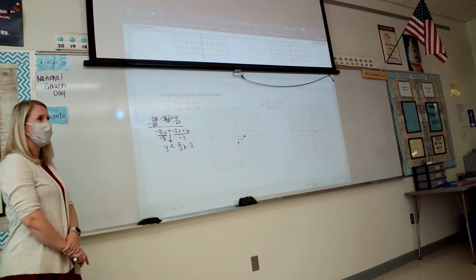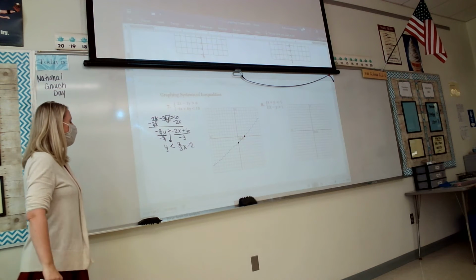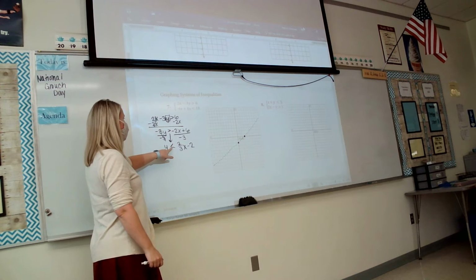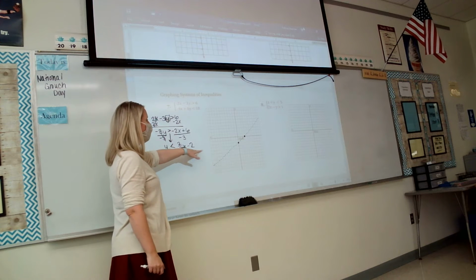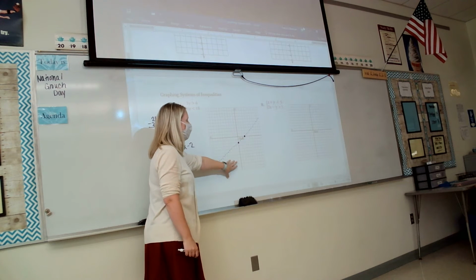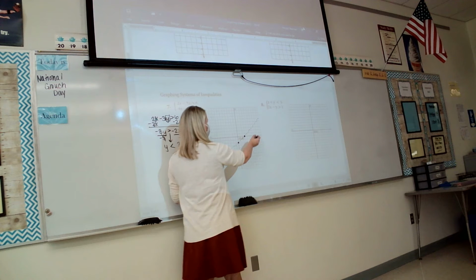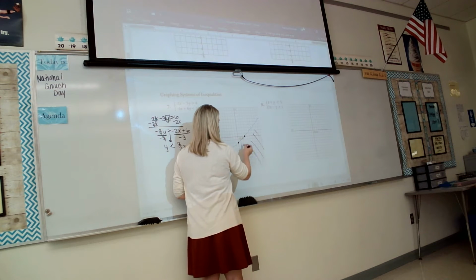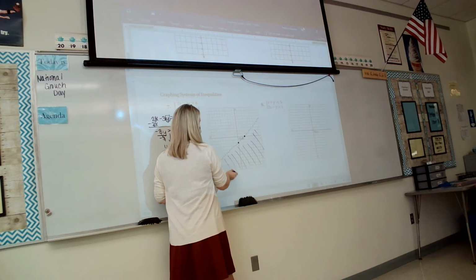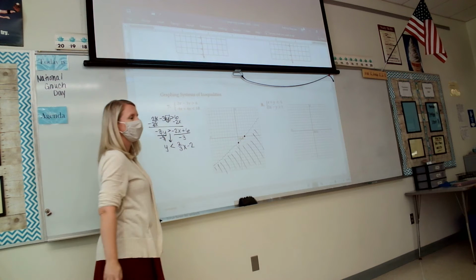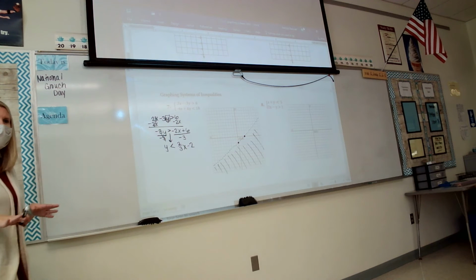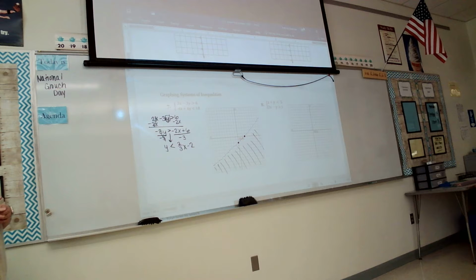And then we have to shade because we have an inequality. So I read my inequality. It says y is less than this line. So when I think about less than this line, I'm going to shade everything below it. So just kind of do something, nothing too fancy because we still have a whole other line to do. But just so you can see, that's kind of my shading. I like to do one at a time. If not, I get all confused about what's going on. But that's where we start.